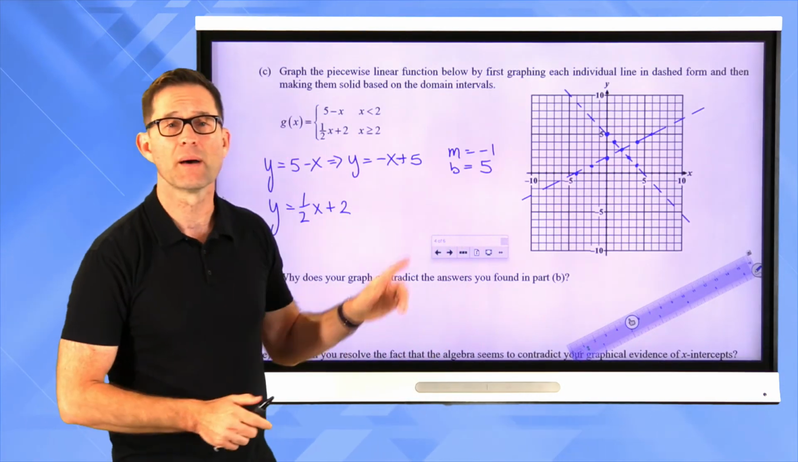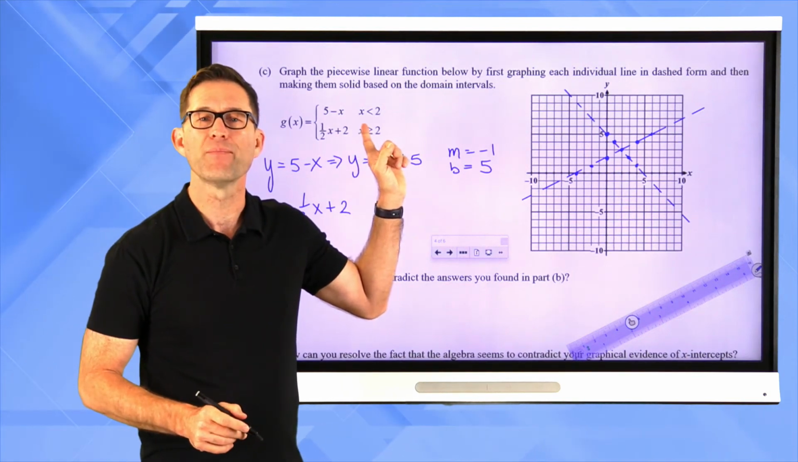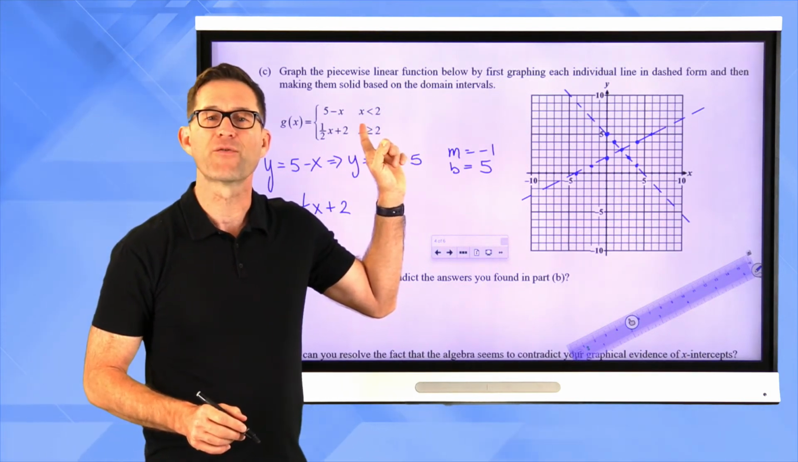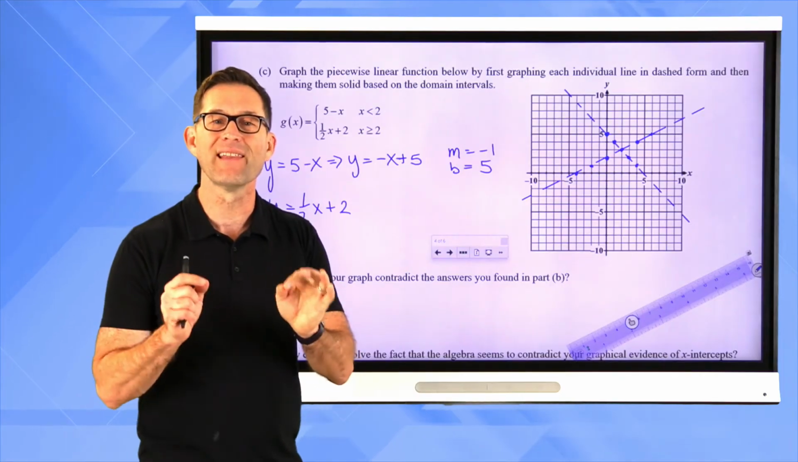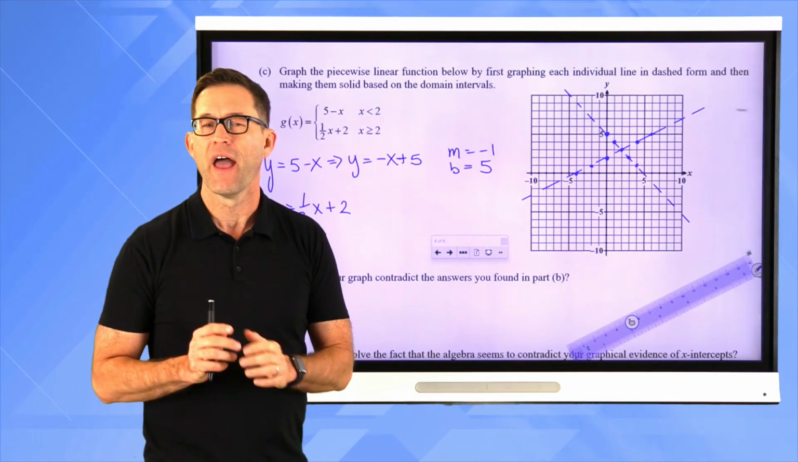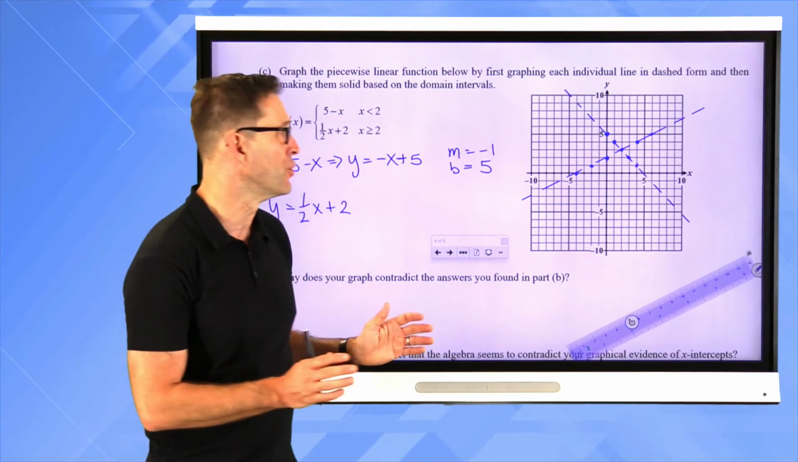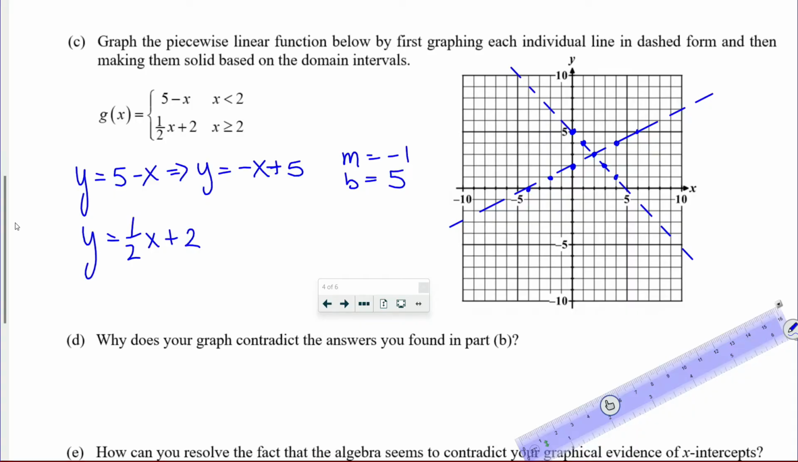Now what I'm going to do is look at this and say, okay, that formula applies for every x value that is less than 2. Every x value to the left of 2. So I come over to my graph, I go to x equals 2, that's right here, and this particular thing I'm now going to fill in solid. All right, nice solid line.